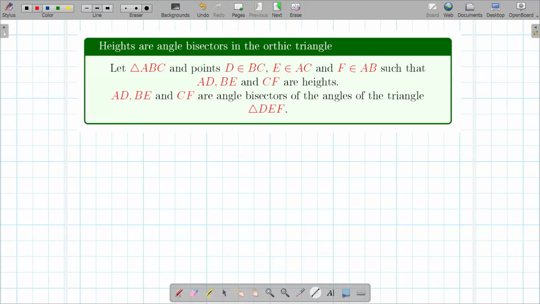Hello, everybody, and welcome back to our math class. Today, we are going to be talking about heights, and we are going to prove that heights are angle bisectors in the orthic triangle.